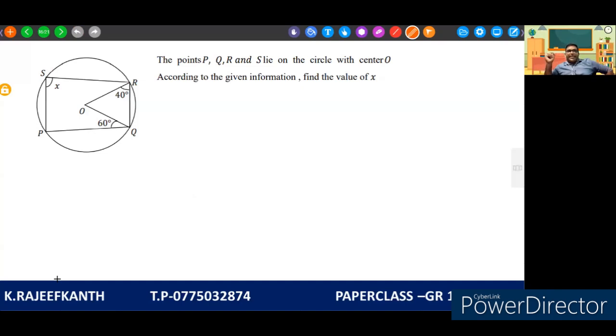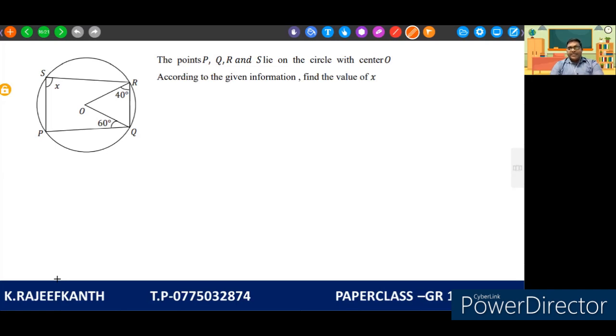The points P, Q, R and S lie on the circle with center O. According to the given information, find the value of x. Here O is the center of that circle and P, Q, R, S are on the circumference. So that means PQRS is a cyclic quadrilateral. So we can use the two theorems of cyclic quadrilateral: opposite angles are supplementary, and exterior angle is equal to interior opposite angle.